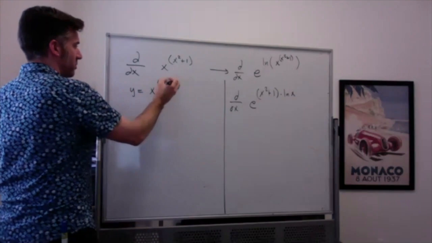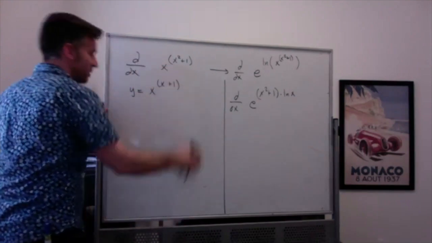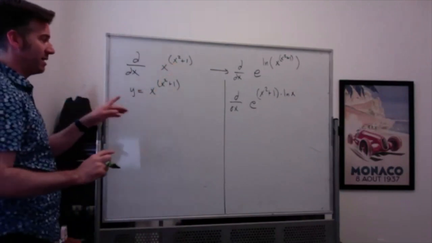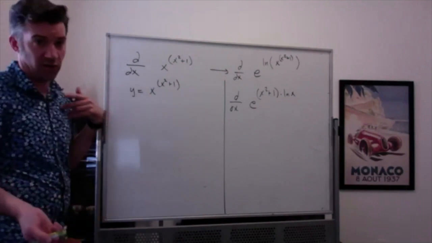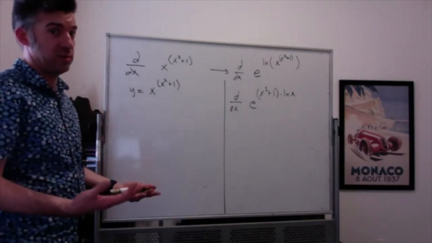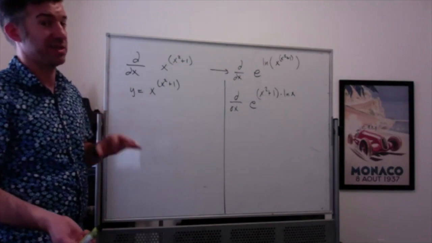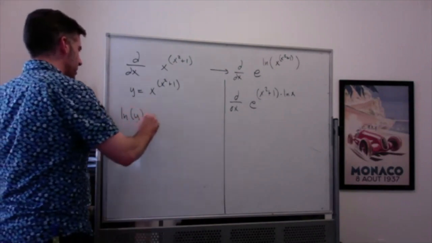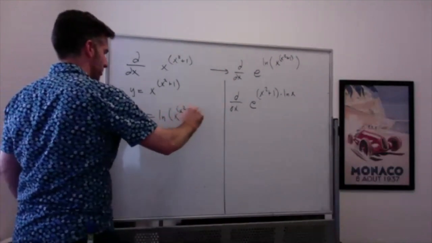If you're trying to use this process of logarithmic differentiation to take the derivative of something where you have a function to a function, you do have to write it as y, or usually you pick y, but you can pick f of x equal to the thing you're trying to differentiate. Because then we're going to do the process of logarithmic differentiation, which means taking the natural log of both sides. You could use any log, we're going to use natural log because it's the one with the nicest derivative. So the natural log of y is equal to the natural log of x to the x squared plus 1.